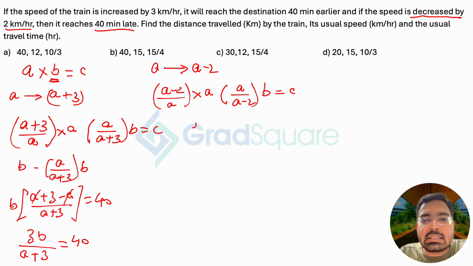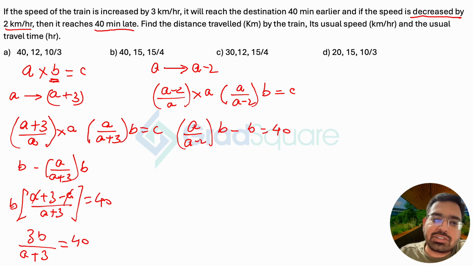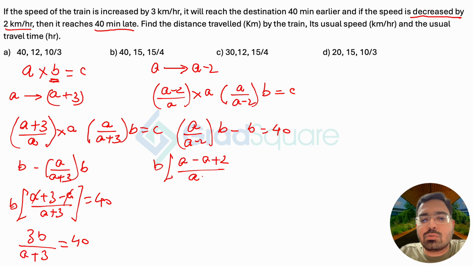So what is the increase? A by (A minus 2) times of B minus of B. That value should be equals to 40 given in the question. So you can take your value of B common. It will become (A minus of A plus of 2) divided by (A minus of 2) to be equals to 40. So A will get cancelled out. What will you get as your second equation? You will get 2B divided by (A minus 2) is equals to 40.